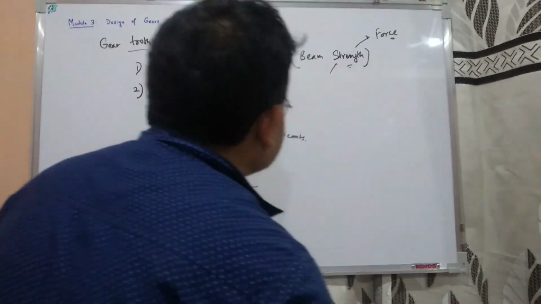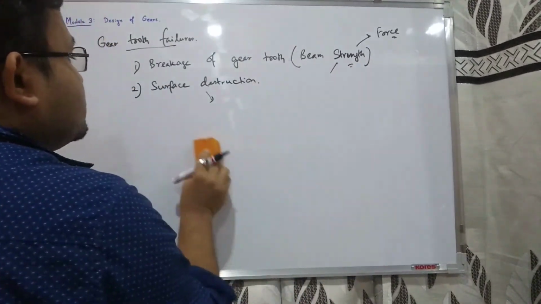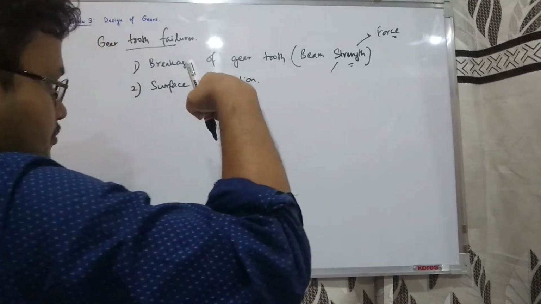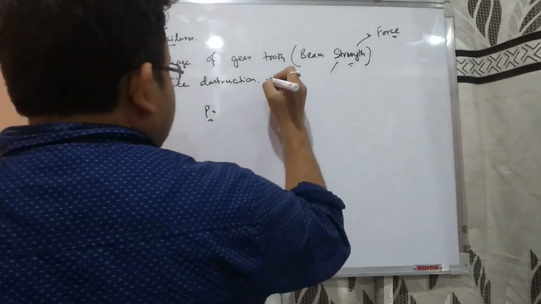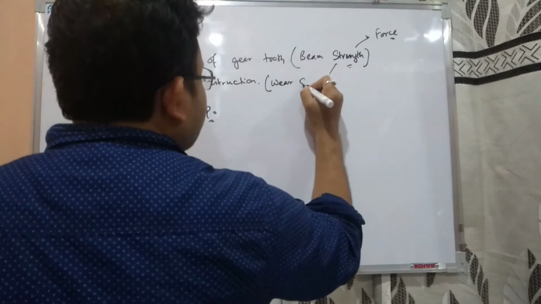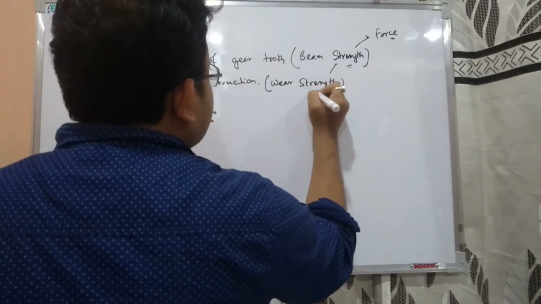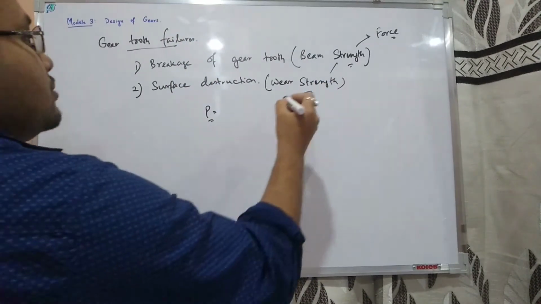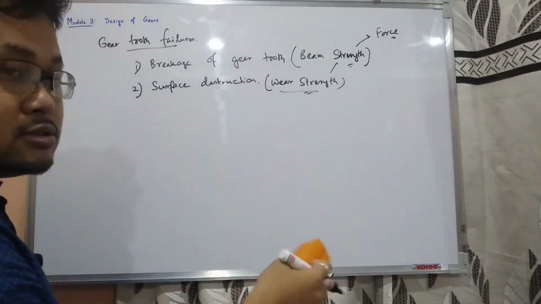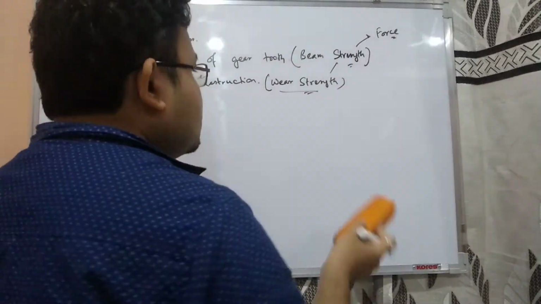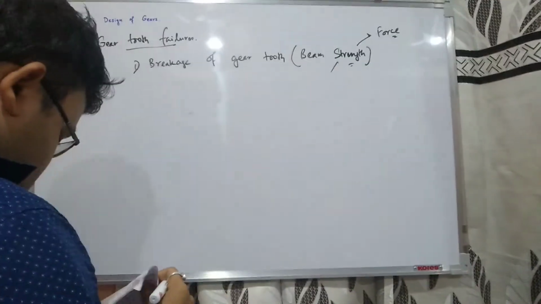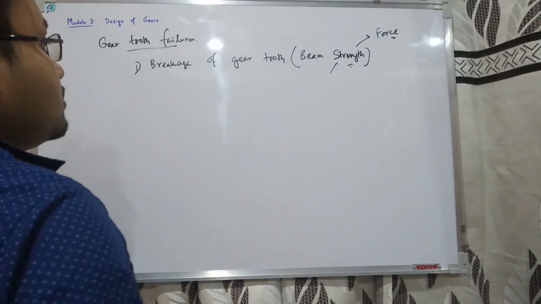So that's why we should again find out some value of force. If we apply beyond that force, there will be wear. So we call that maximum amount of force as wear strength. We'll come to wear strength later on, but we'll now talk about beam strength. I'll just describe wear strength in the next video. So now we have learned about beam strength.